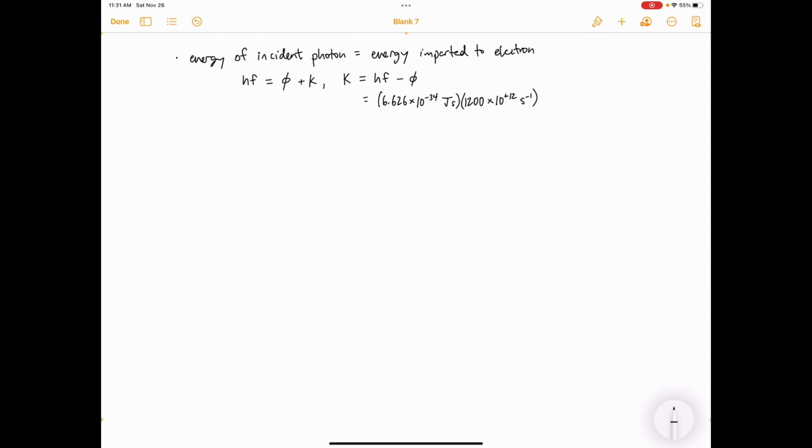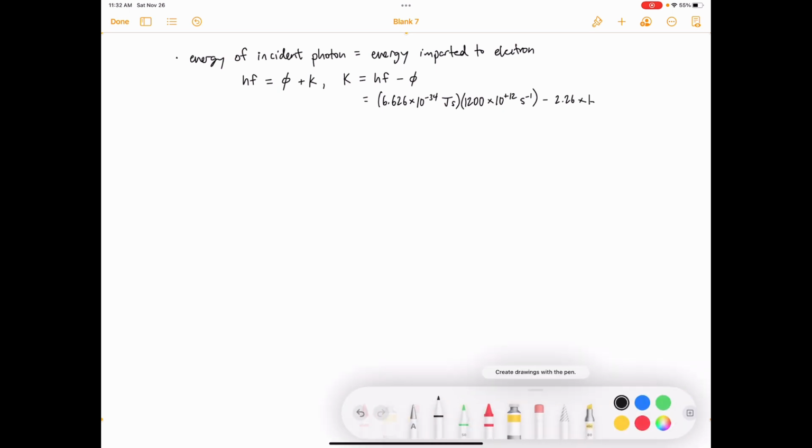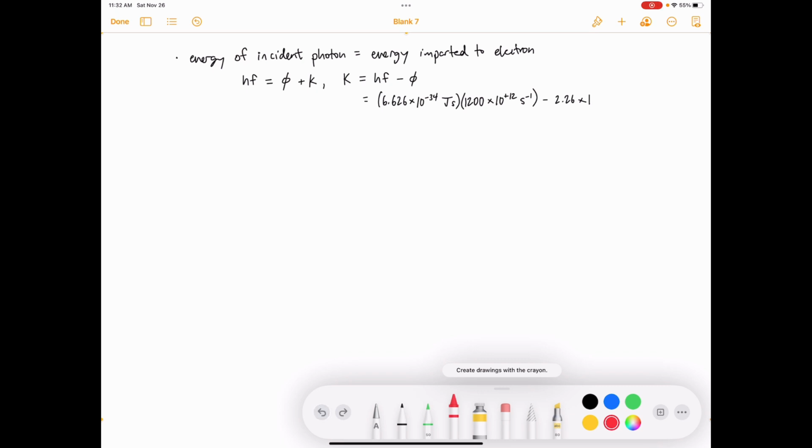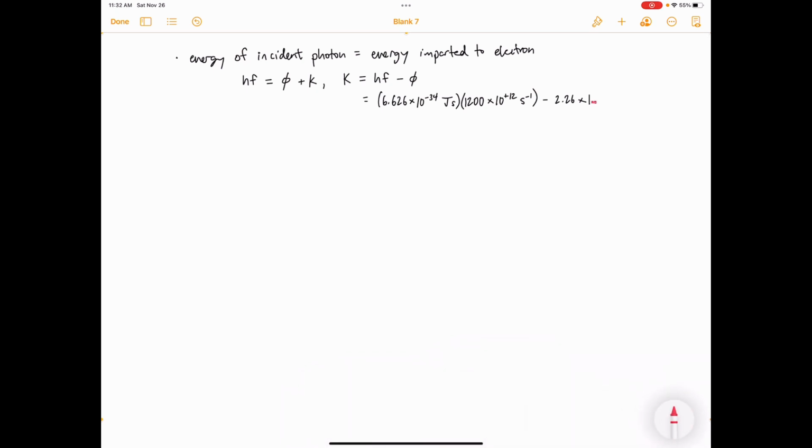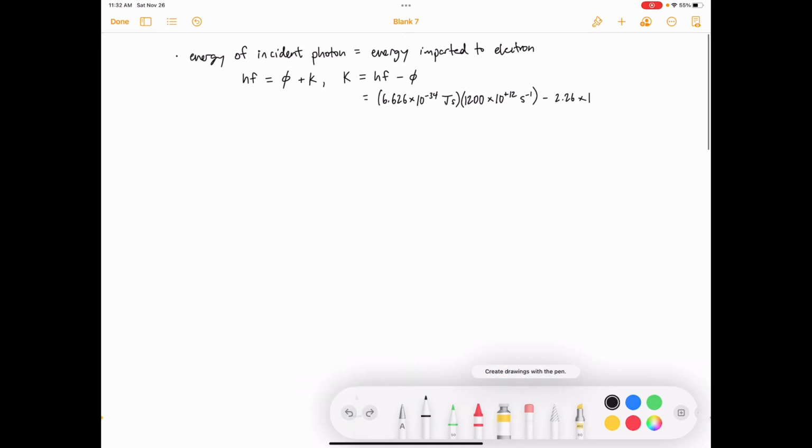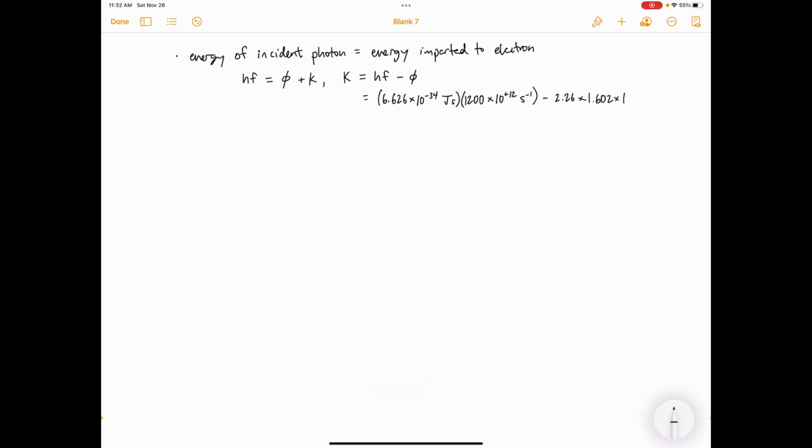All right, and then we have minus phi, minus the work function. The work function we're given is 2.26 electron volts, but let's be careful. We need the units to be consistent. We want the units to be in joules here to start off. So to convert this from electron volts to joules, what we do is we multiply by 1.602 times 10 to the minus 19 joules. Okay, so that's the work function in joules.